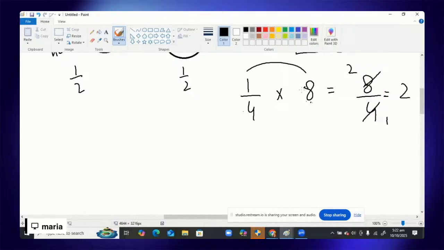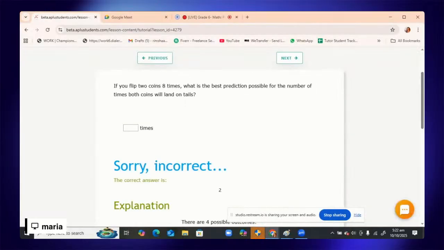If times is 7, you multiply with 7. Any number which is given here, you multiply with that number. All right, let's do the next question.